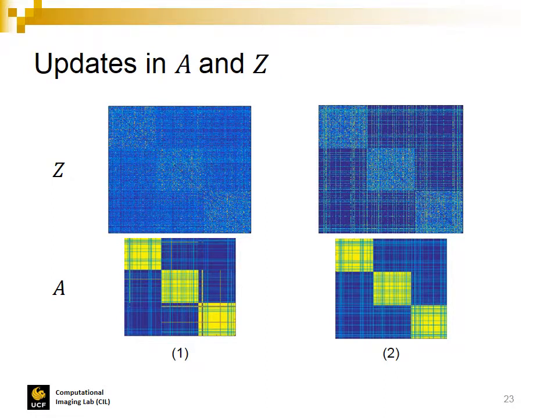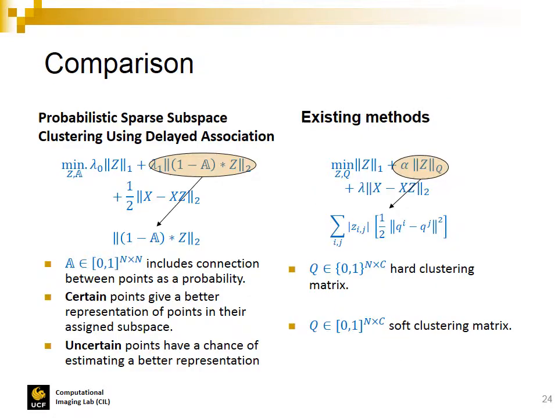An example of updates in association matrix A and similarity matrix Z over two sequential steps is illustrated in this figure. The data includes 3 subspaces and 70% intersection. As we can see, Z became more sparse and close to block diagonal in the second iteration. Matrix A also could derive a better representation of clusters.